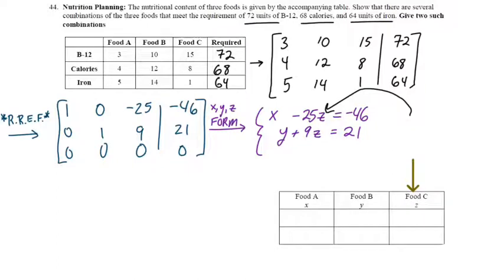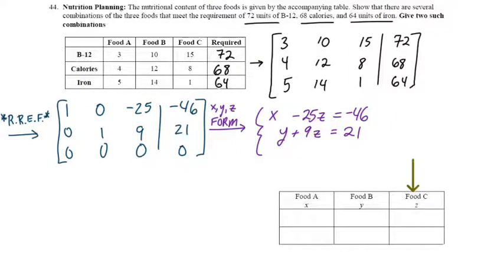Okay, what about if you plugged in 1 for Z? Would that work? If I plug in 1 for Z right here, x minus 25 equals negative 46. So if I add 25 to both sides, I'm still going to get a negative answer for x. So putting in 1 won't work either. So I'm going to take that out.